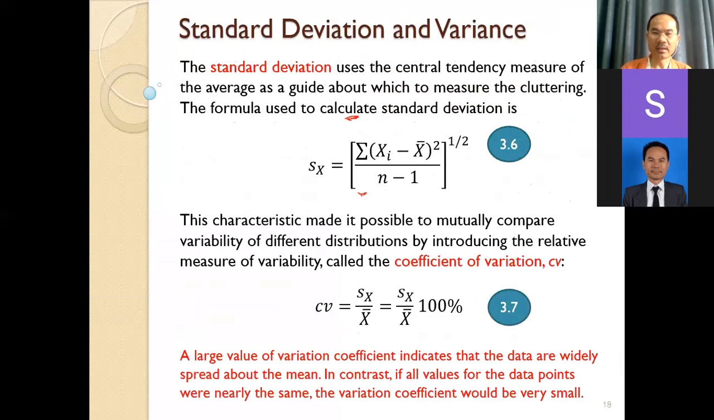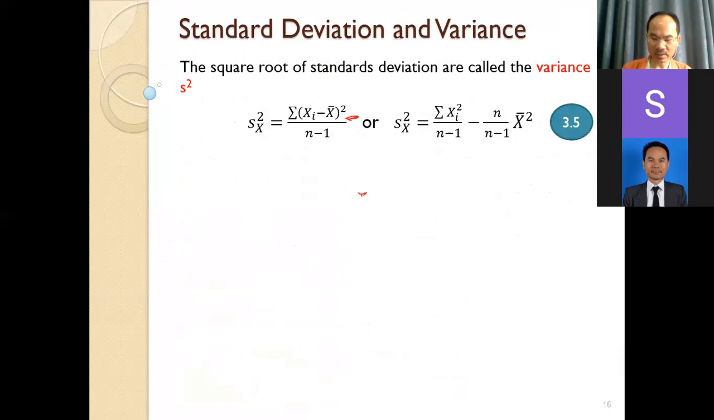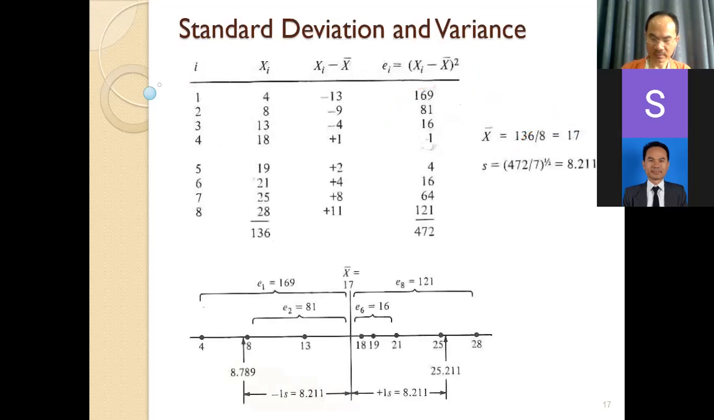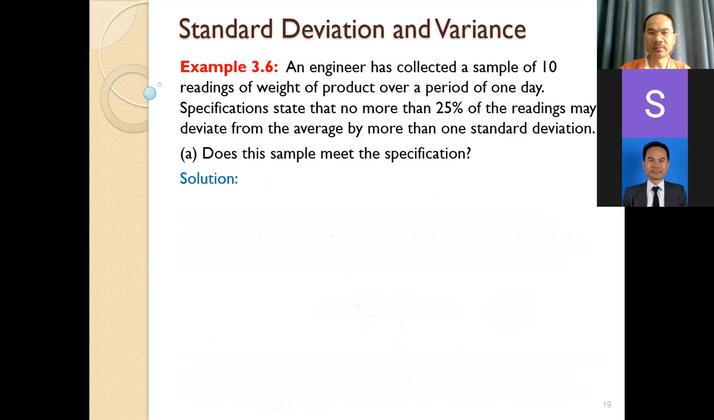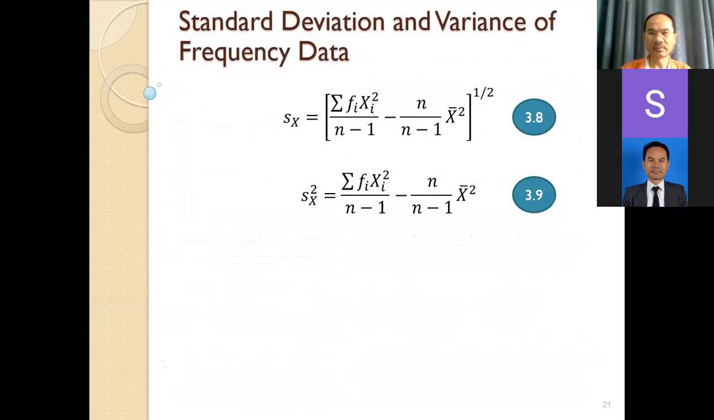Xi minus x bar. You can modify this equation like this: you can add fi in this equation for the frequency data. The formula looks the same. You only modify the summation term, you add fi. That's how you can calculate the standard deviation and variance for the group of data.